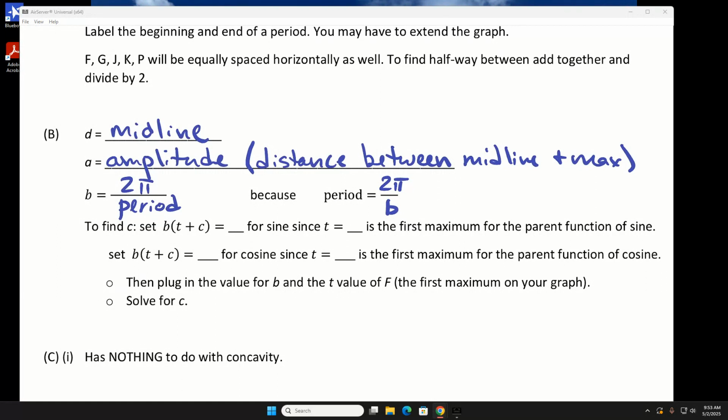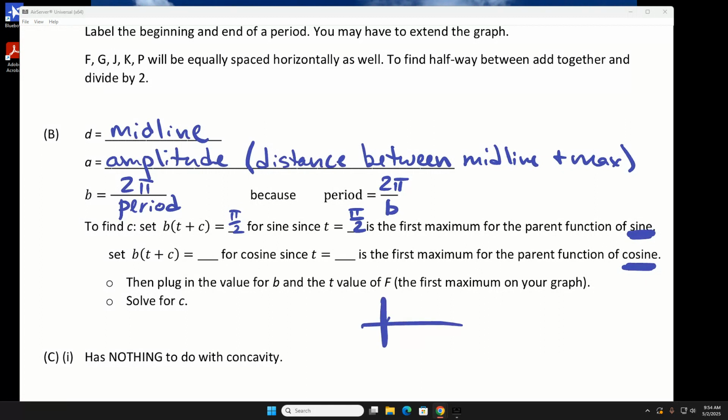But finding C is definitely the most challenging. When we're finding C, it just depends on if you have a sine function or a cosine function that you're working with. And it will give you the model that they want you to use. If it's sine, you're going to set that B times T plus C equal to pi over 2. Do you guys remember why? It might help you if you read the rest of the sentence. Because pi over 2 is the first maximum in the sine function.